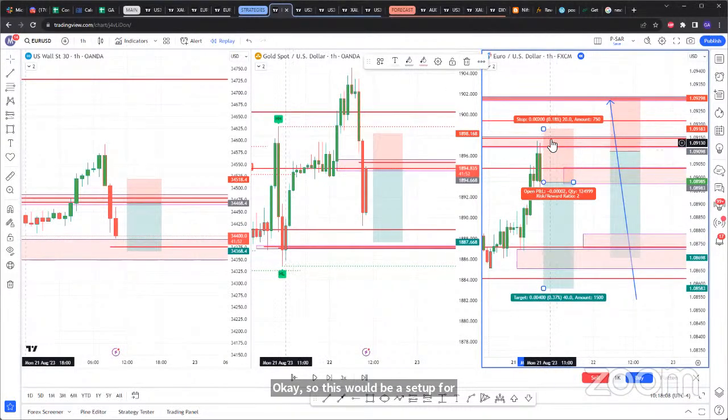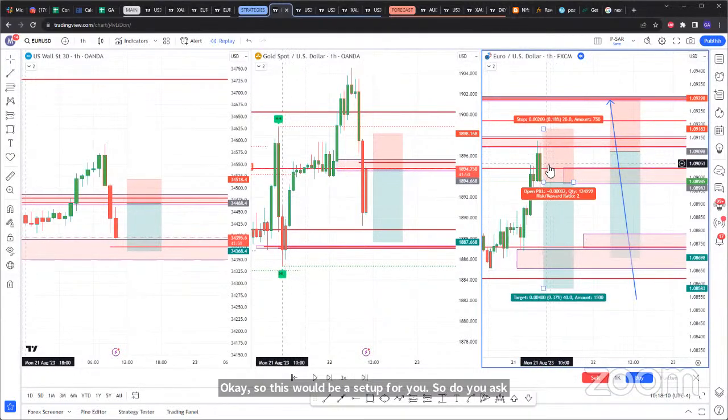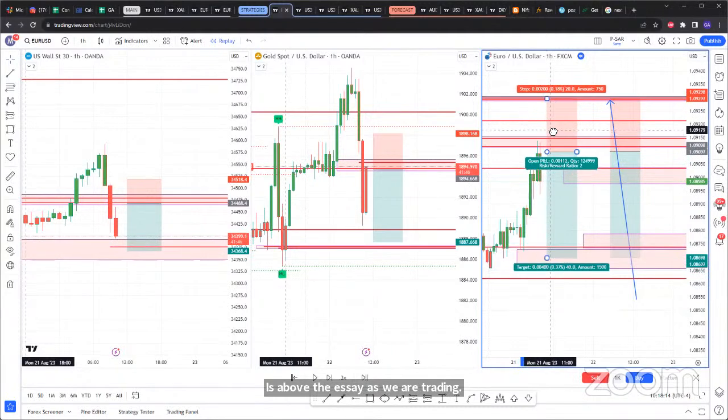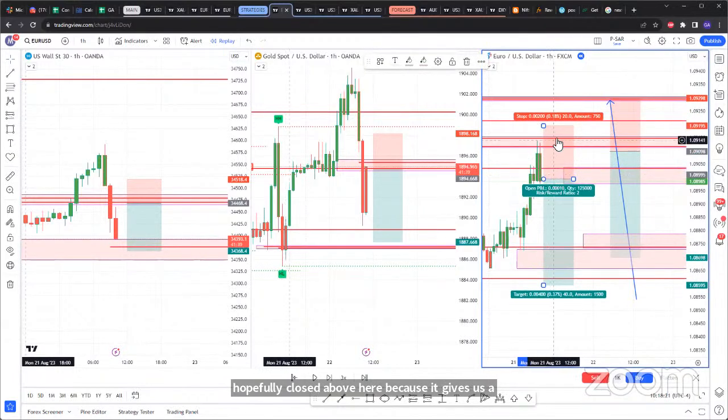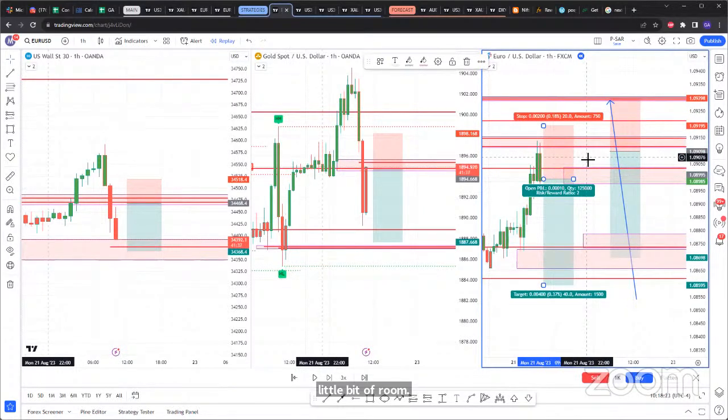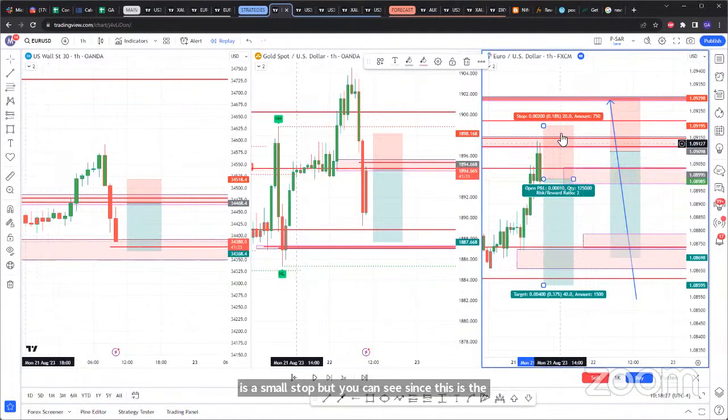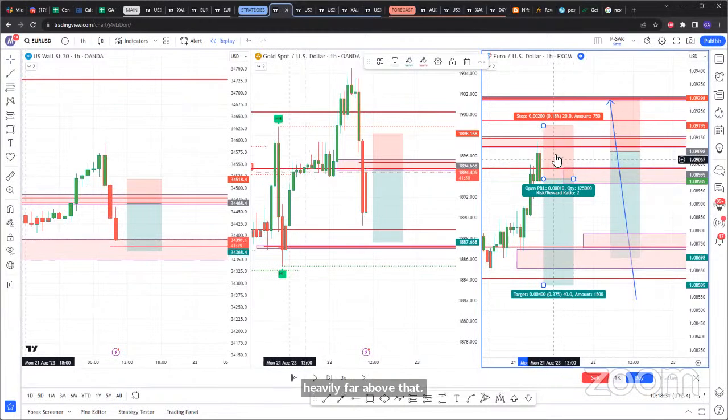In this instance, our stop loss is above the SARs we're trading. Sure, this would have been a better entry if this candle hopefully closed above here, because it gives us a little bit of room. But you can see for FX pairs, a 20 pip stop is a small stop, and since this is the hourly time frame, you can see how good this is, because it's ideally heavily far above that. So this is a trade I could have actually taken.